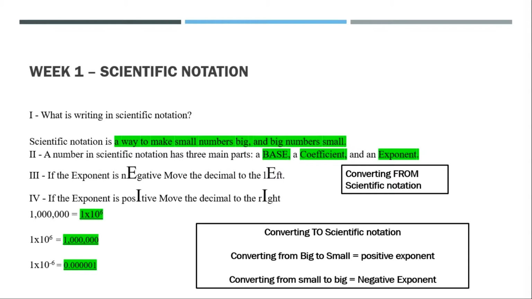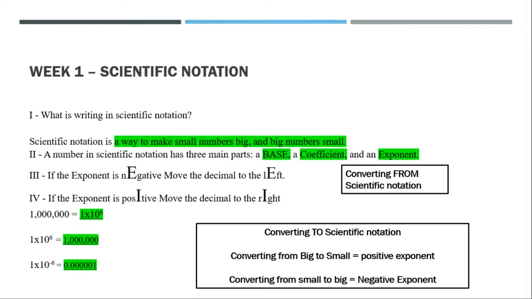A number in scientific notation has three main parts. It's got a base, which is usually 10. It's got a coefficient, which is usually the first number in a number in scientific notation. And then that third piece is an exponent. And that can be really anything we want.